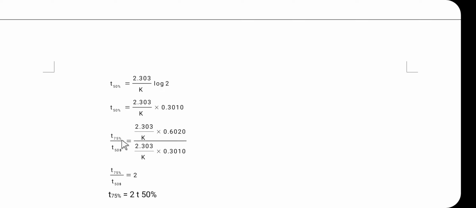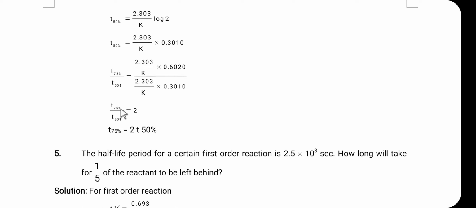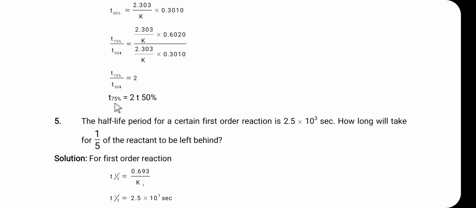So, here T 75% divided by T 50%, by substituting the values of T 75% and T 50%, we get 2.303 divided by k into 0.6020 over 2.303 divided by k into 0.3010. These two 2.303 divided by k terms will be cancelled, and finally here 0.6020 divided by 0.3010, and this ratio is equal to 2, that is T 75% divided by T 50% is equal to 2, and finally here we can write again T 75% is equal to 2 into T 50%.